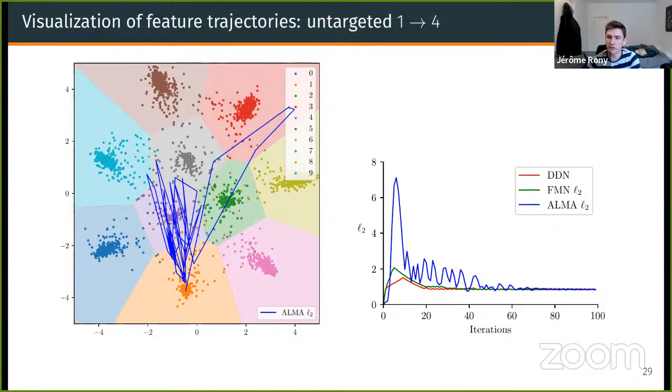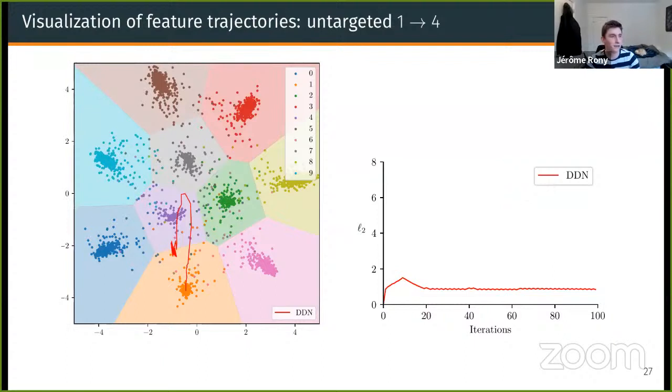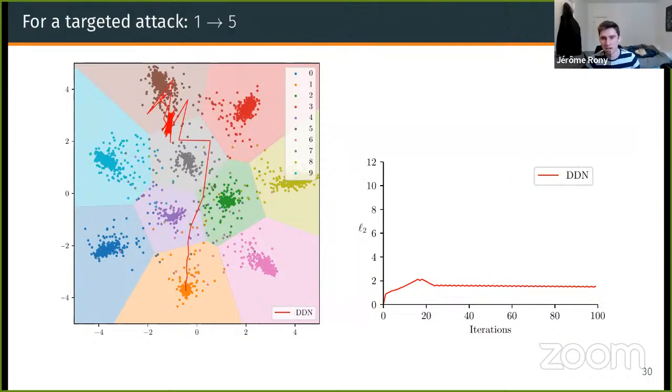And this was for an untargeted attack. So basically the starting example was a 1, and you just want to go to the closest class, which in this case was 4. All attacks went to the same class in the end. So it's the 4. So I guess a 1 looks like a 4, at least that's the closest thing. And if you do the same for targeted, you take the class that's further, you get this kind of plots.